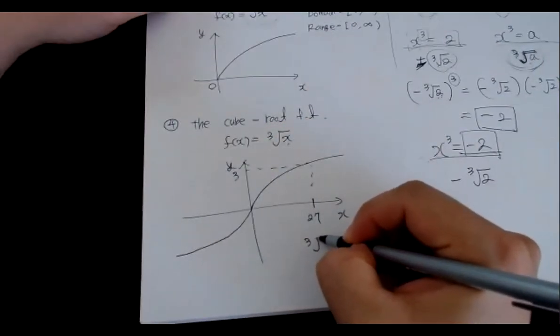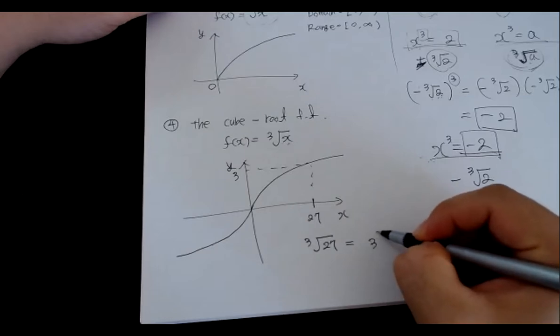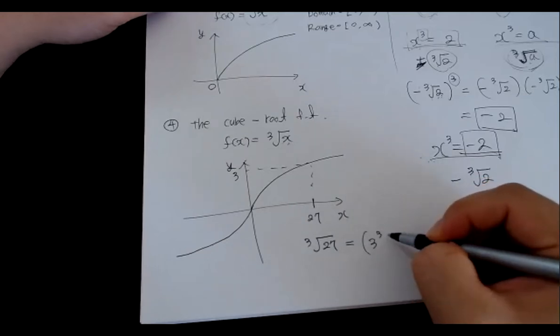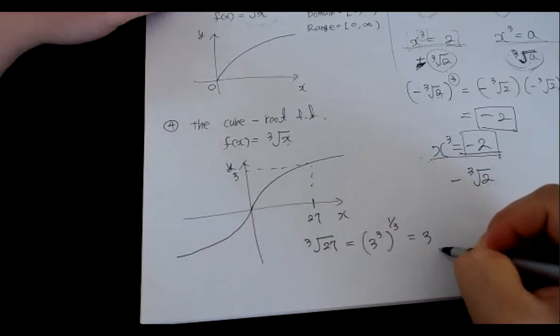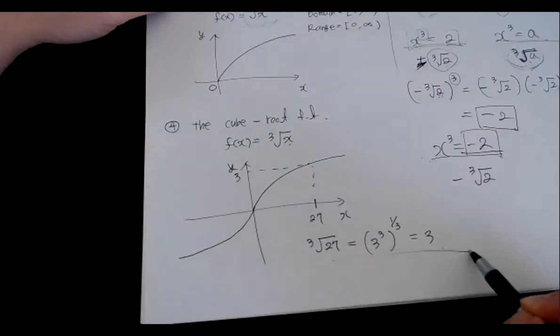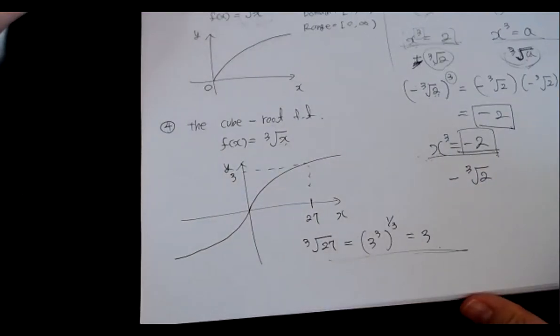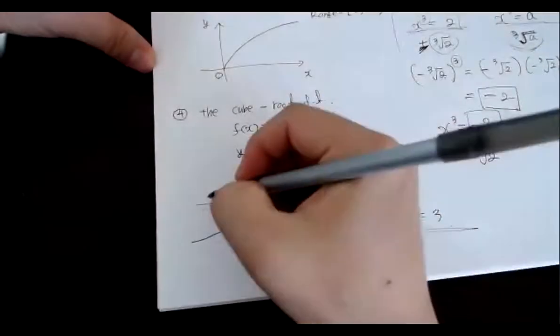Because the cube root of 27 is equal to what? 3 cubed. 3 times 3 times 3 is 27. The cube root of 3 cubed is nothing but exponent 1 there, so we got 3. So if you don't get what I'm doing here, please review the basic algebra stuff. Okay. So now, what about negative 27 here?